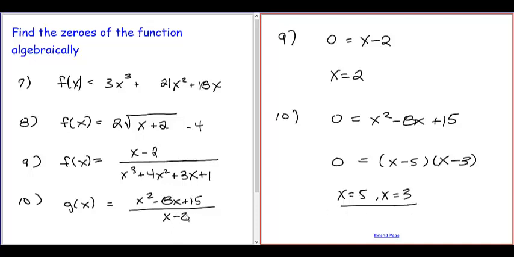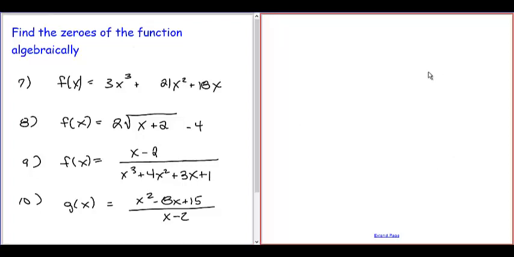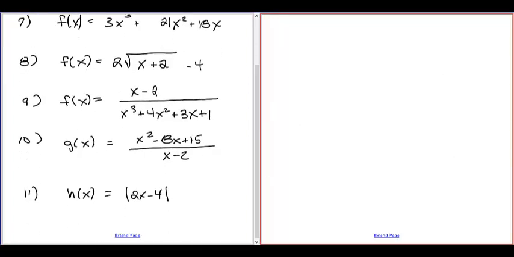Again, the denominator has no impact on zeros, has impact on other stuff, which we'll learn more about in chapter 2. And the final problem is this absolute value thing.